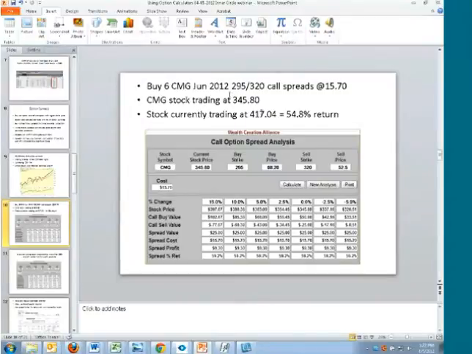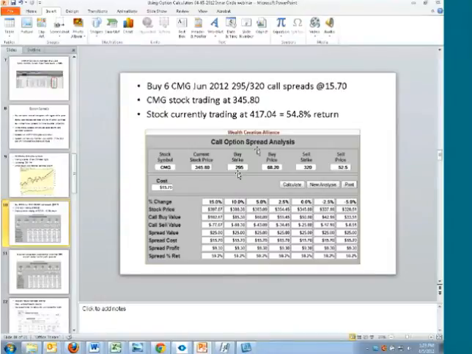So when I was thinking about taking this spread trade for Chipotle, I used the call option spread analysis calculator, and I input various strike prices here to look at the various scenarios for this spread based on the price of Chipotle stock at option expiration.